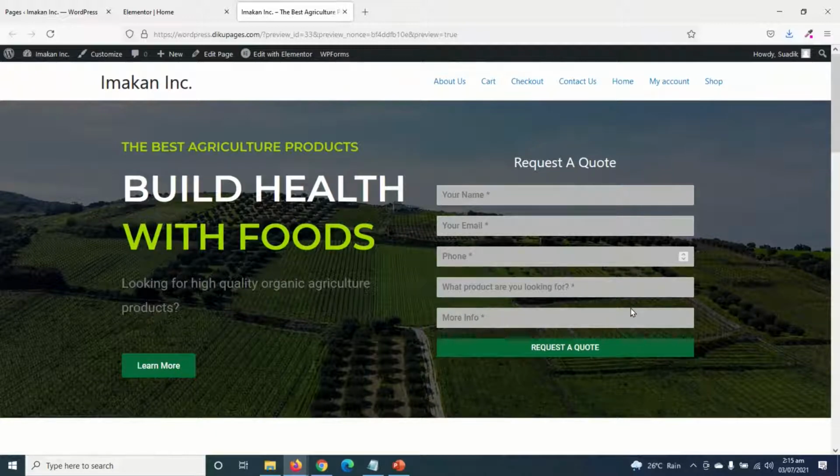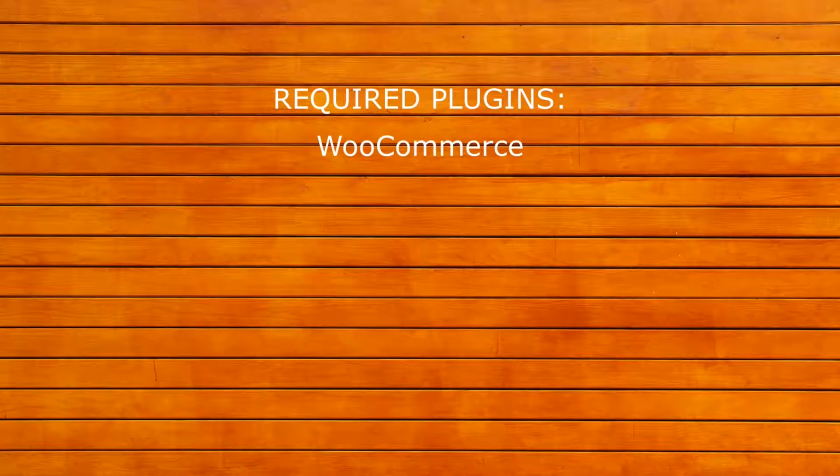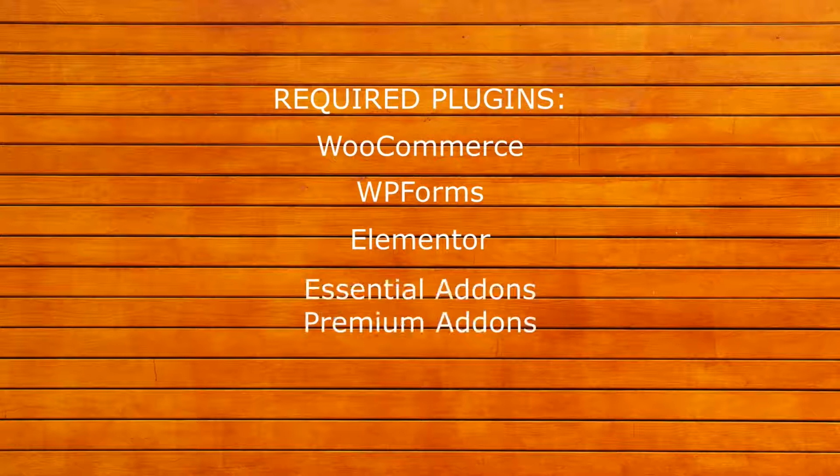Now to create my landing page, I will need the following plugins. I'll use WooCommerce to display my products on my landing page. I'll also use WP Forms to create a request a code form to capture my list. Elementor is the page builder that I will use in this tutorial. I'll also use Essential Addons and Premium Addons for Elementor that will give me extra features to the Elementor page builder.